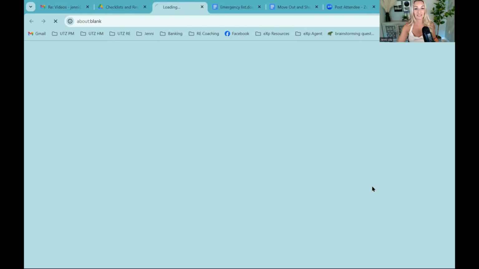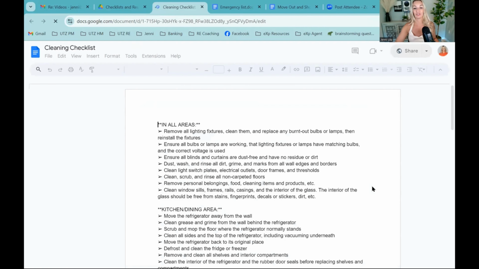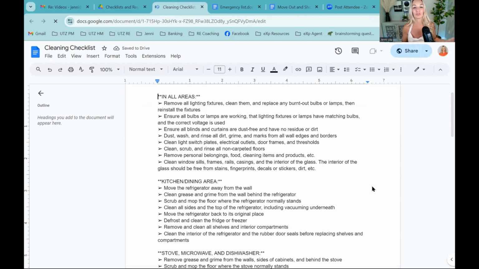Our cleaning checklist. This checklist is what is used. This is our standard that we use for our tenants of what we expect and also what they should expect when they move in. So this is a copy that we give to our cleaning people and the staff so that they know all the things that we require.